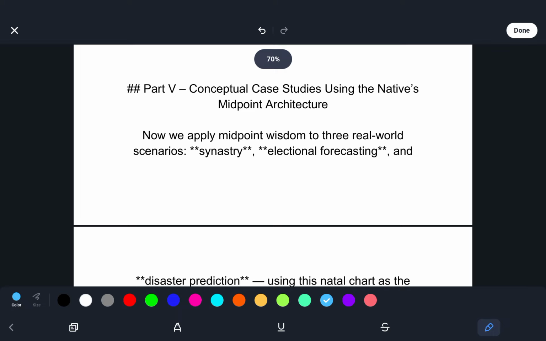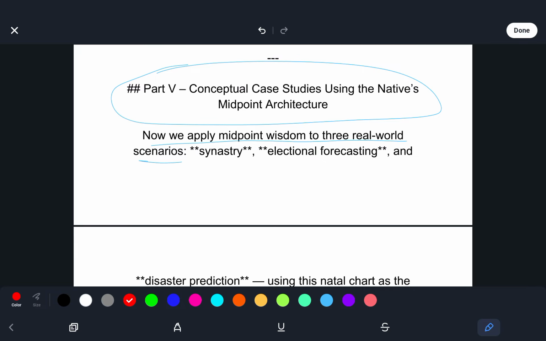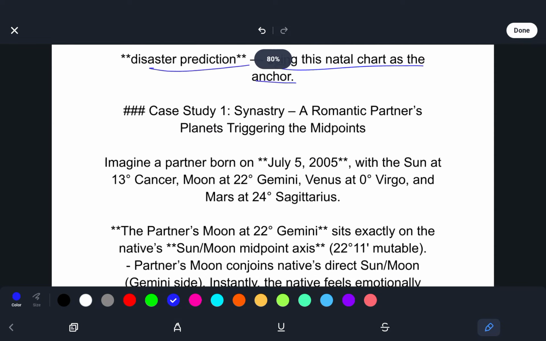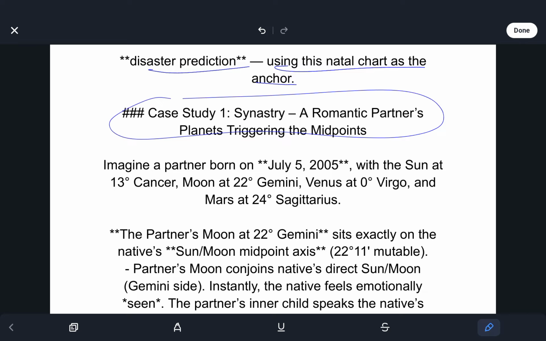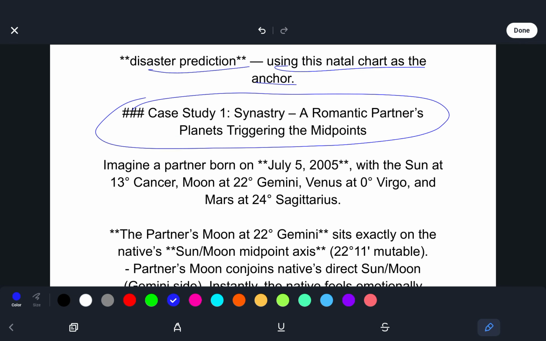Alright, so part 5, conceptual case studies using the natal midpoint architecture. So we can apply midpoint wisdom to 3 real-world scenarios like synastry, electional forecasting, and disaster prediction using this natal chart as the anchor. So let's go through the first case study, which is synastry, a romantic partner's planets triggering the midpoints. And what we see happen is quite a bit.